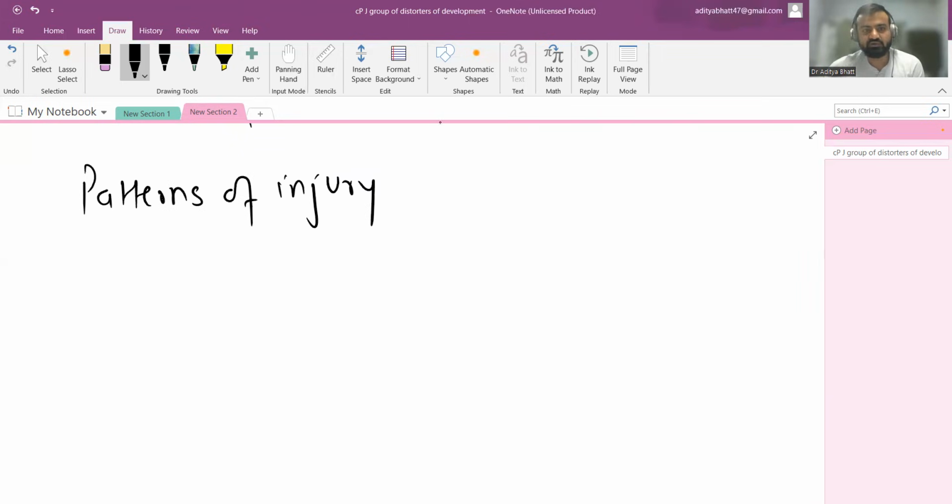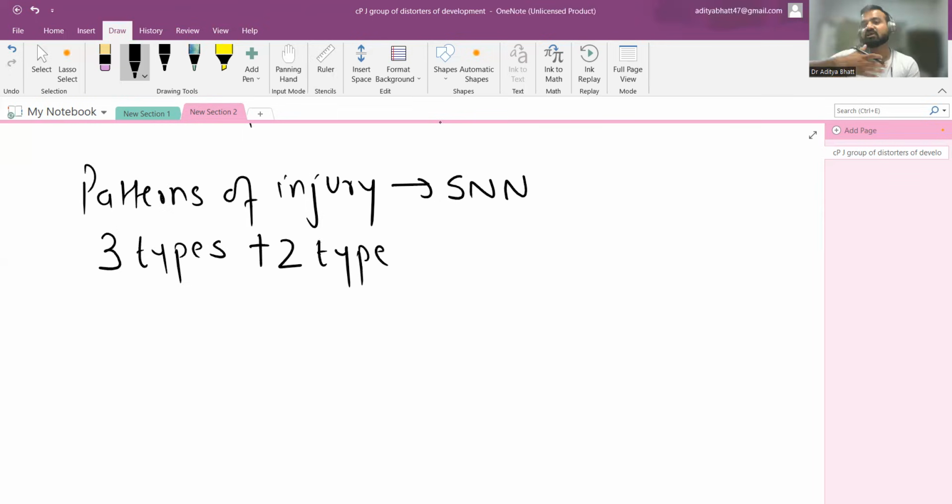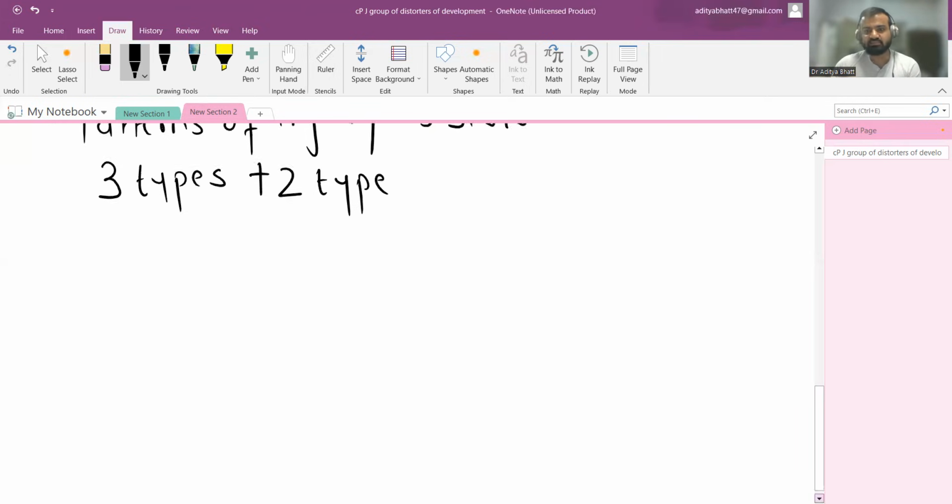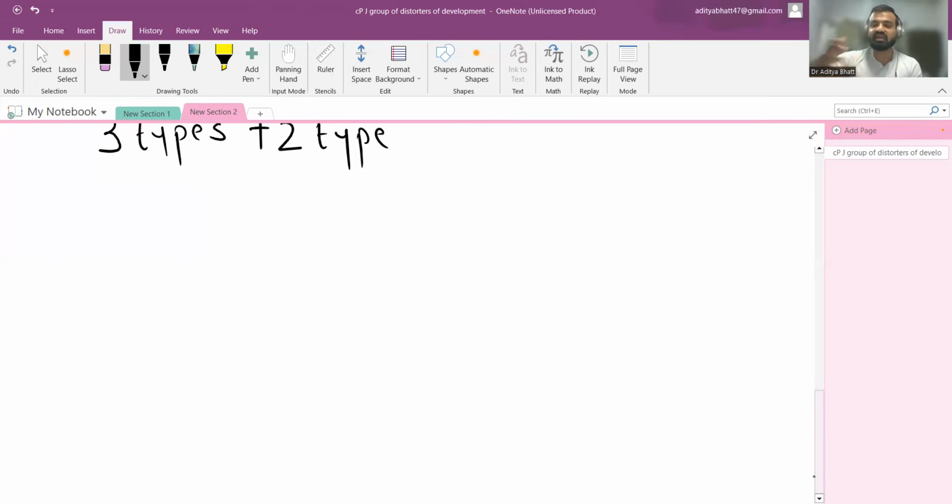Now the primary insult, or the patterns of injury: selective neuronal necrosis is the main pattern of injury. It is the most common pattern of injury, and historically it has been divided into three types, but two types were recently recognized, though recently means in the last 15-20 years, not last year. Even your faculties might know only three types, but these two were added later on.